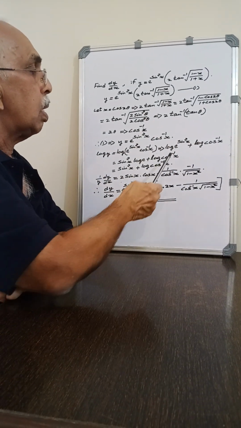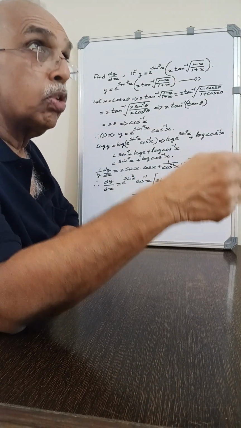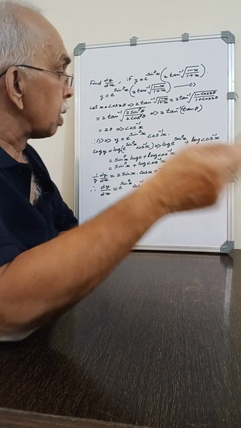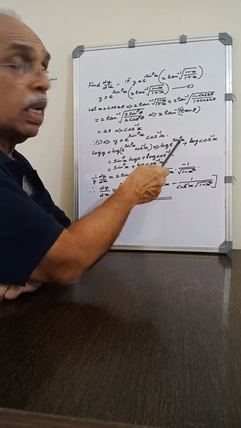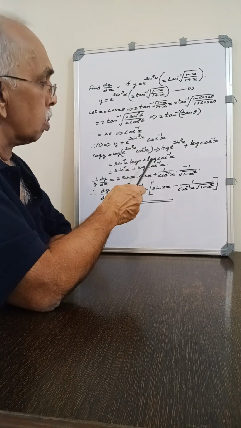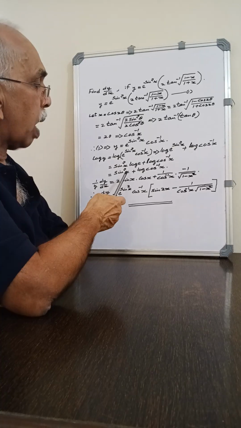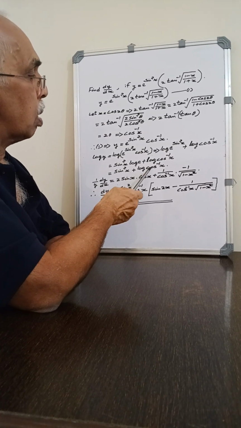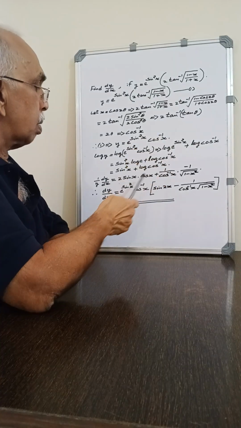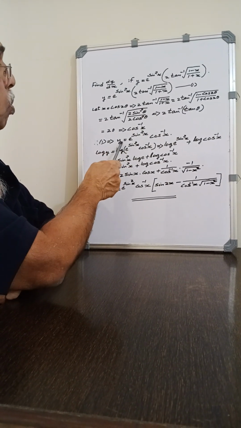That is log e raised to sine squared x. Log u raised to b equals b log u. That is the formula. Therefore, log e raised to sine squared x equals sine squared x log e, plus log cos inverse x. That is sine squared x plus log cos inverse x, since log e results in 1. Therefore, log y equals so and so.